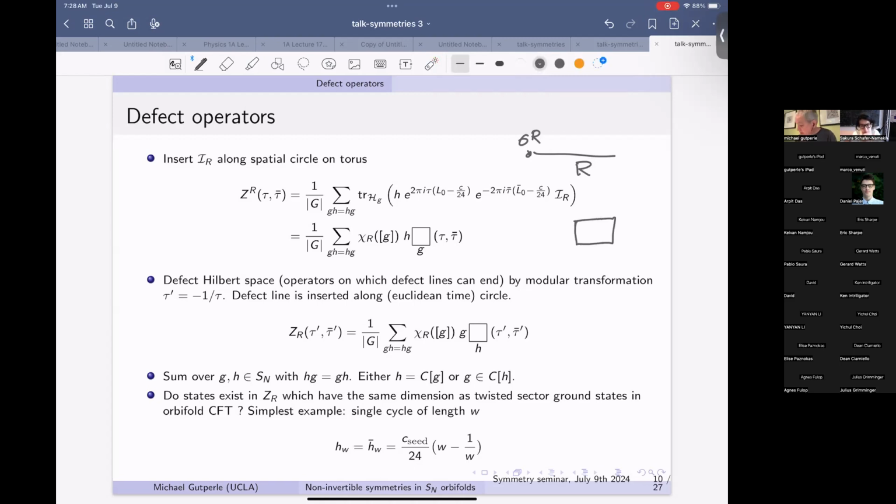So on the torus, we'll have first the insertion of the operator along a spatial circle. If this would be 1, this would just be the partition function. Now I insert the defect, and this modifies the partition function. Because our defects are simple and only involve weighting by the character, I will have here just the character of the representation R, which labels the defect.